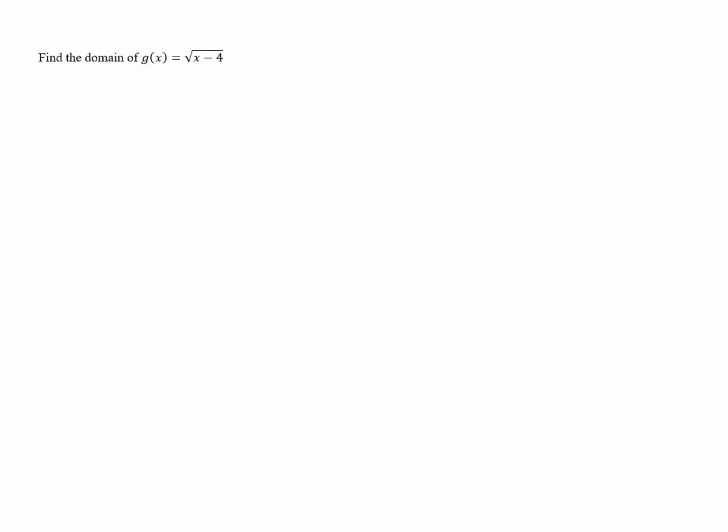Find the domain of g of x equals the square root of x minus 4. Now, because we have a variable inside a square root, we need to follow the rule that the radicand can't be negative, which means it must be greater than or equal to 0. And then we replace the word radicand with the actual radicand, x minus 4.